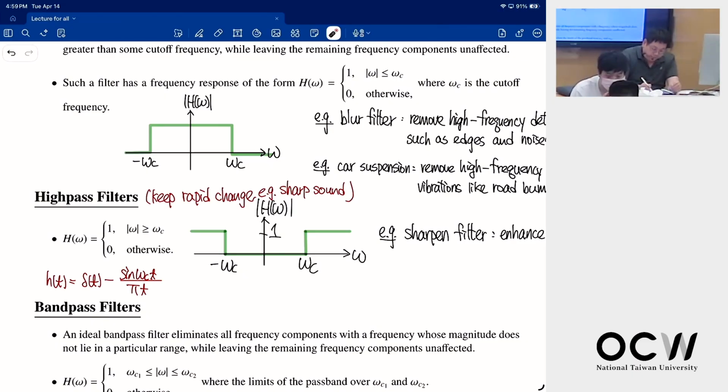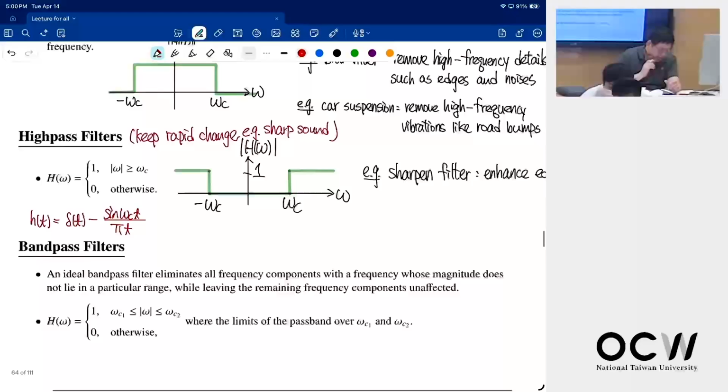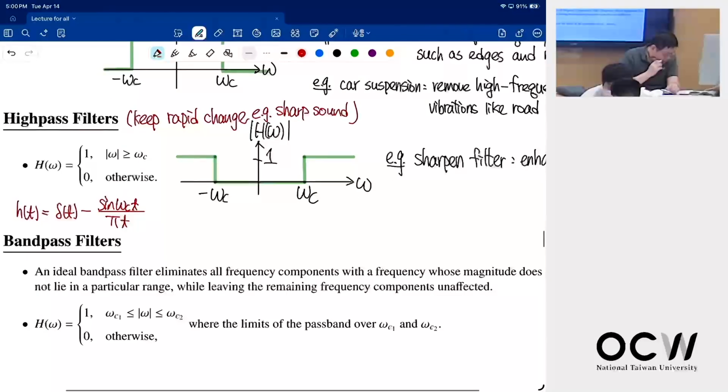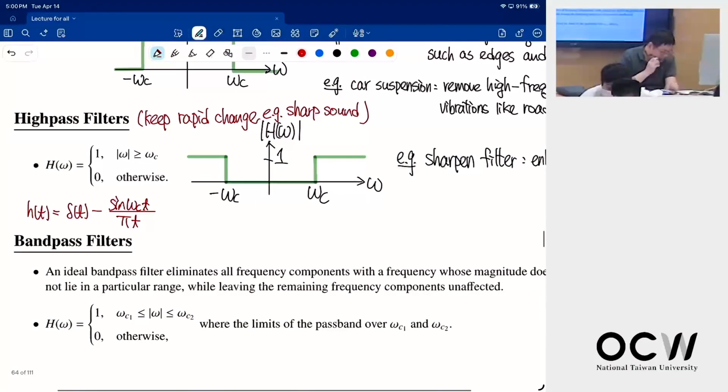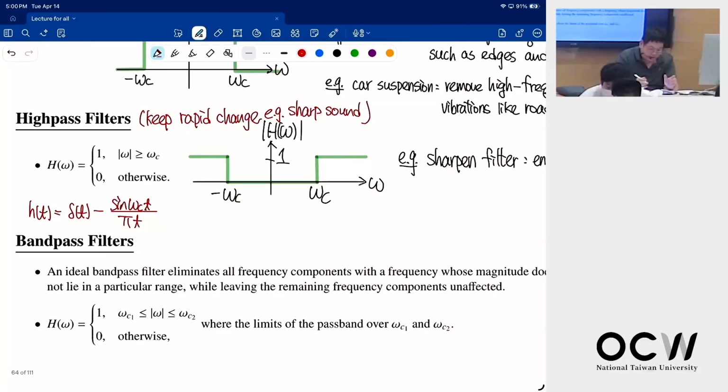Then for the bandpass filter, I want to keep only a specific range of the frequency. So I'll keep only a specific range.